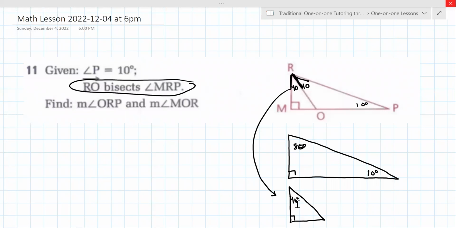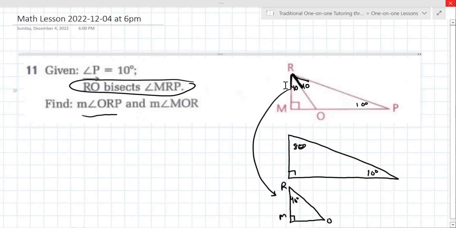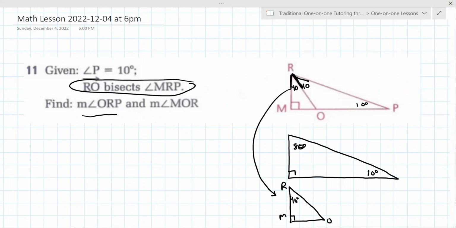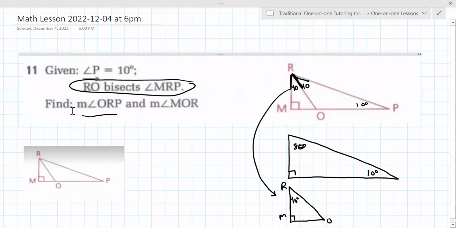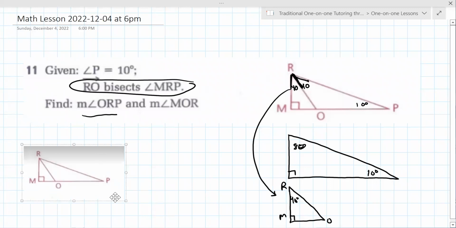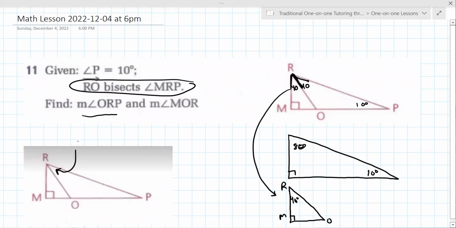So why is that important? Well, it's because that's one of the angles we're interested in. This is R, M, and O, and that's ORP. Actually, they don't actually want that. They want ORP, which if you go back to the original, let me snip in the original one again. Sorry, a lot of snips here. Can you see where that one is in the original drawing? ORP. Yes. Okay, so that is the one that's up here. That's 40 degrees right there, because it's the same as the other one, which is also 40 degrees.